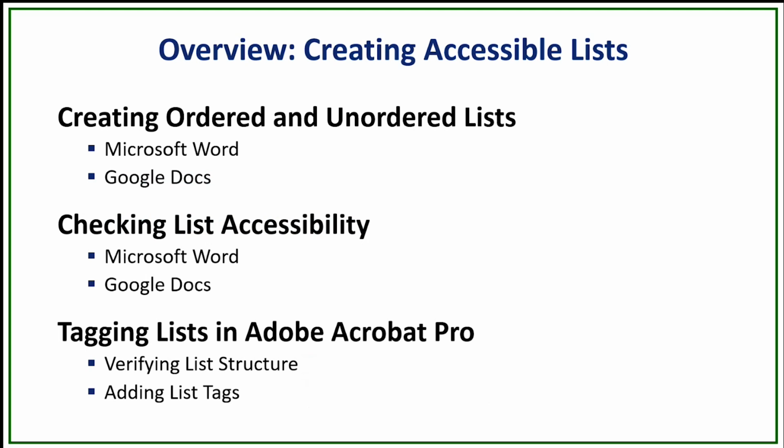The first half of this training will focus on creating accessible lists. Using Microsoft Word and Google Docs, we will discuss creating ordered and unordered lists as well as checking a list for accessibility. Then, using Adobe Acrobat Pro, we will cover how to verify list structure and adding list tags.